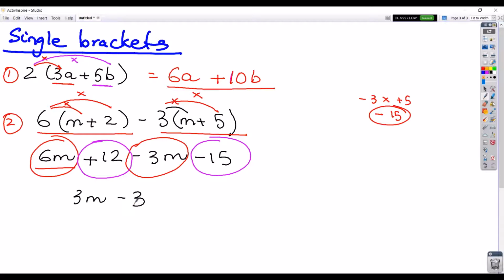So this is how we can expand the brackets and we can simplify it after. Now I'm going to show you one more example on this expanding brackets.